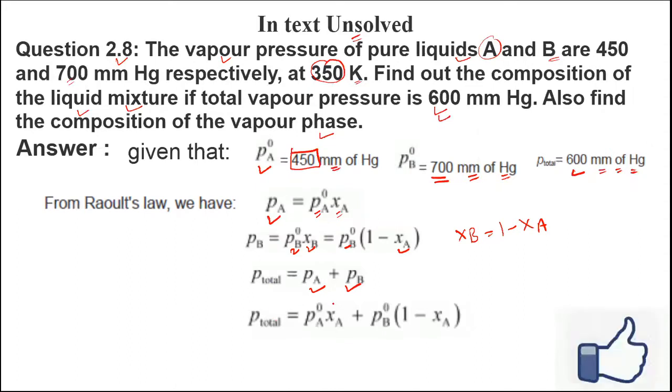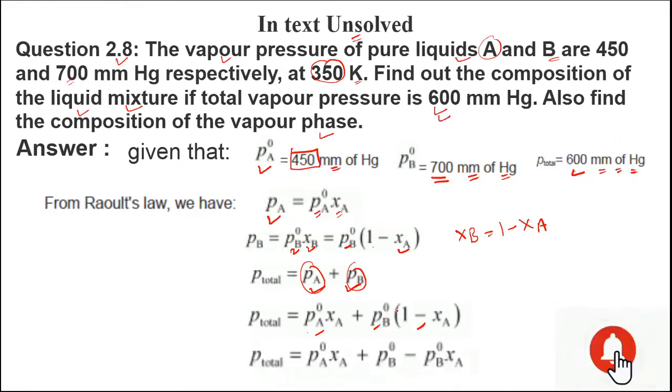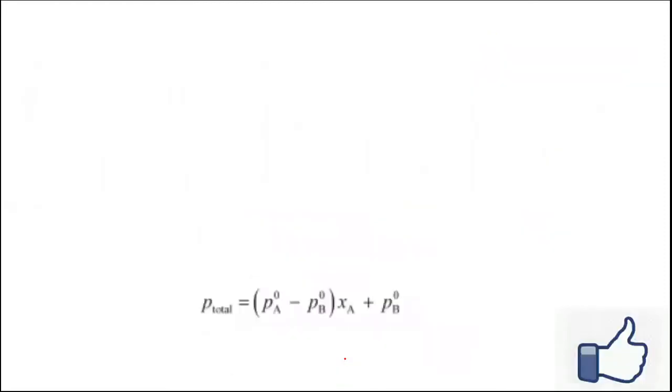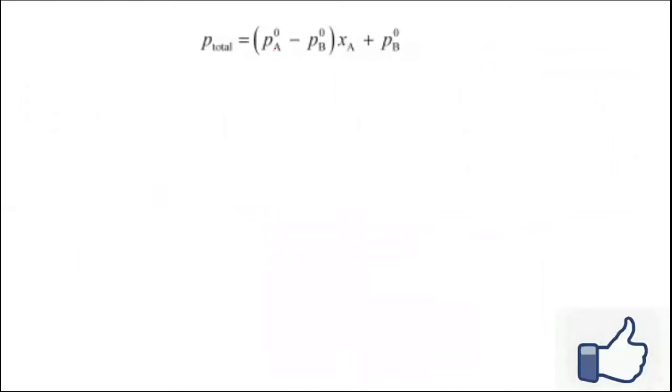Thus P total is equal to, we substitute the value of PA and PB, that is P naught A mole fraction of A plus P naught B times 1 minus mole fraction of A. We multiply P naught B with 1 minus mole fraction of A, value comes to be P naught B minus P naught B mole fraction of A. We observe mole fraction of A is common in these two terms. Thus P total is equal to P naught A minus P naught B, times mole fraction of A, plus P naught B.